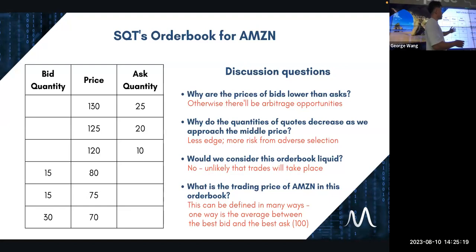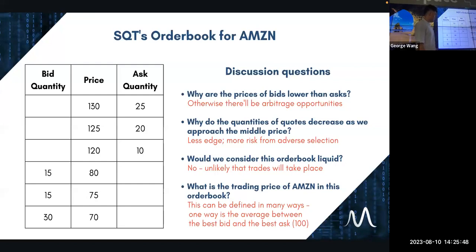And as an exchange, I wouldn't allow this to happen. If I let somebody bid at 125, I am doing a disfavor to the person asking at 120, because they've placed an order on my exchange, and somebody's clearly interested in buying. Why not sell to them? So the exchange will be facilitating these orders. The quantities of quotes decrease as we go up, as you can see, because there's less edge.